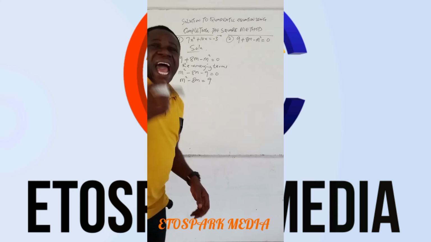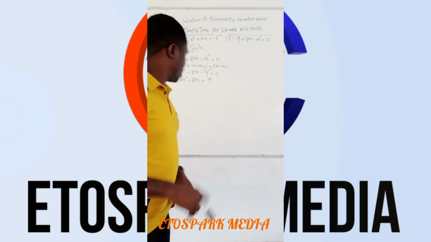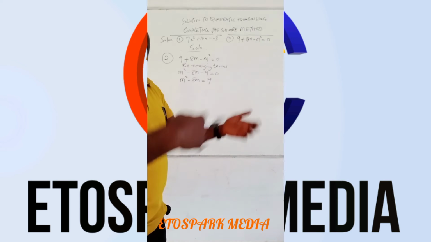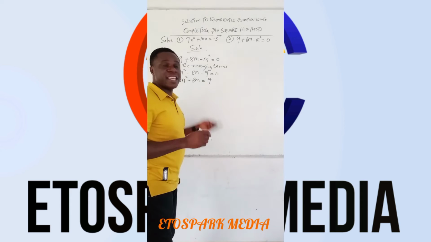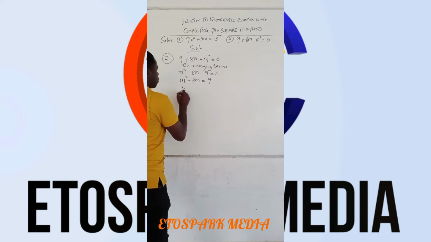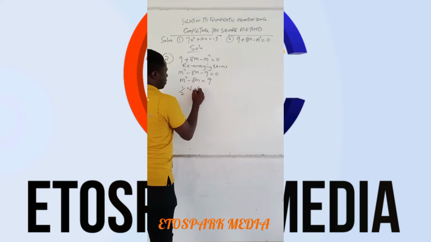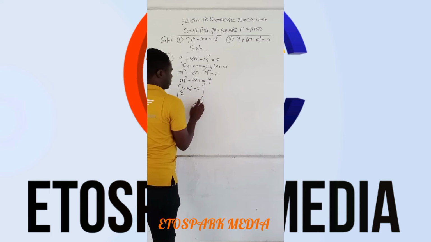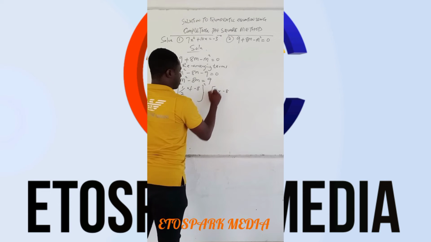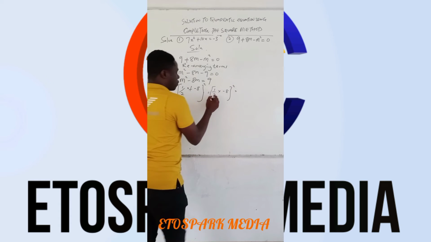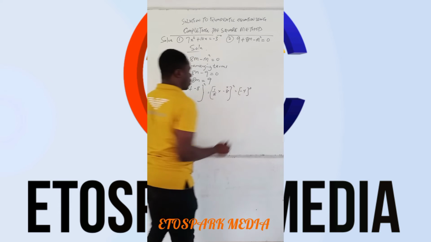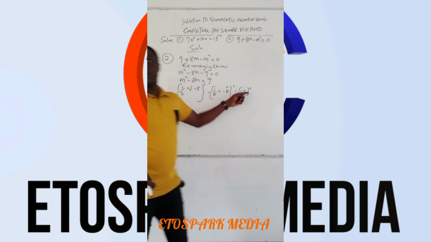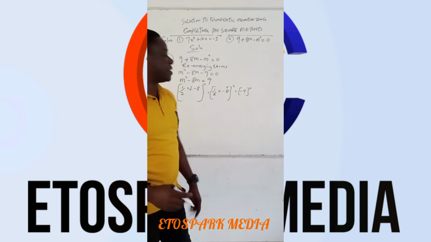Next thing we need to do is to take half of the coefficient of m, square it, and add to both sides of the equation. What's the coefficient of m? The coefficient of m here is minus 8. You take half of it. Half of it will be 1 over 2 of minus 8. You square it. So this becomes 1 over 2 times minus 8 all squared. If we cancel this, we have 4. So it becomes minus 4 squared. It is this minus 4 squared that we are going to add to both sides of the equation.